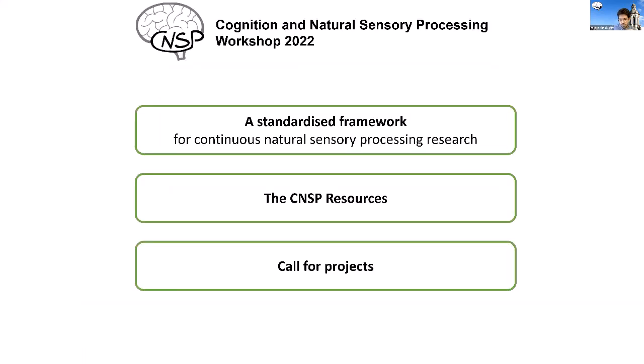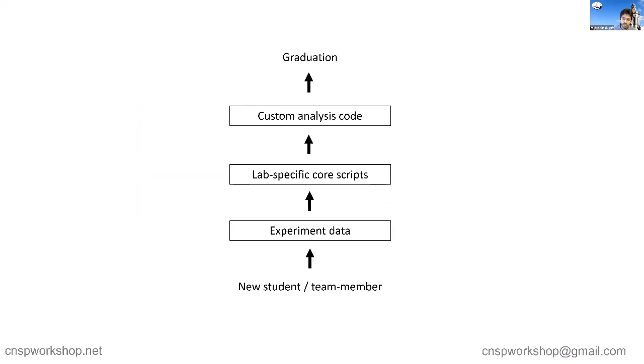So the rest of the presentation is about talking about a standardized framework that we are proposing for the workshop and beyond the workshop. Then I'll talk about the CNSP resources. And finally, I'll give a slide on the call for projects, which is supported by mBrain Train, who's going to give us some funding for a travel grant for the winner.